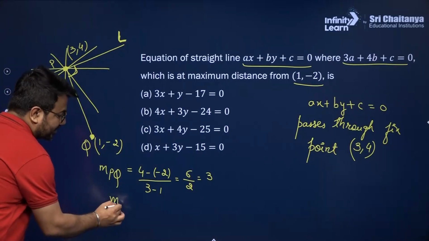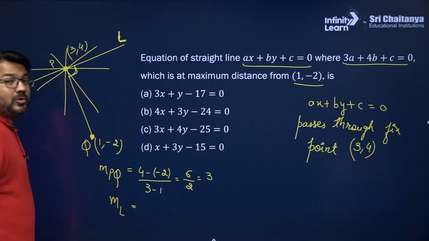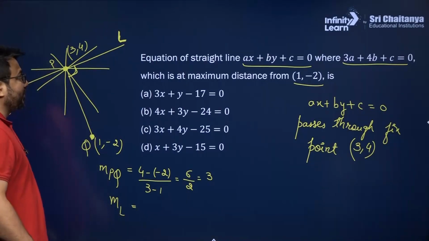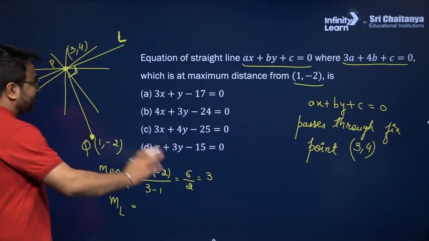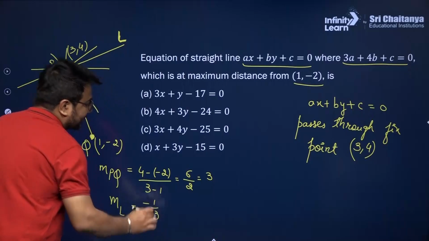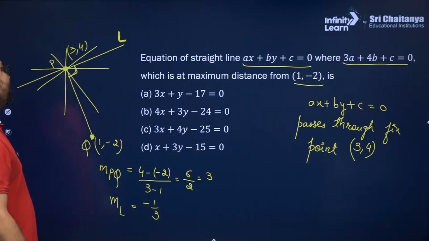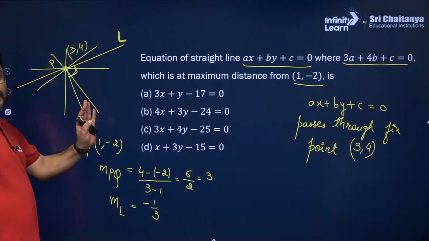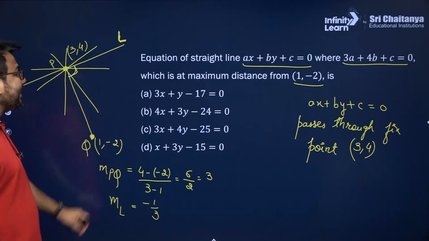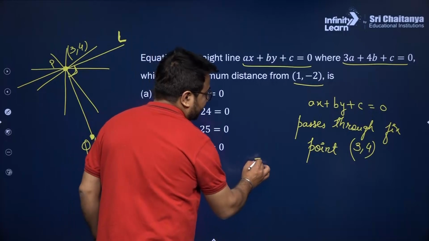Now let us write the slope of the line L. If I want to write the slope of the line L, that means I need to take the negative reciprocal of it. So here the slope of PQ is 3 and the slope of line L will be negative reciprocal of 3, that is minus 1 upon 3. Now we have the point (3, 4), we have the slope of it, minus 1 upon 3. Then it will be very easy for me to write the equation of line L.